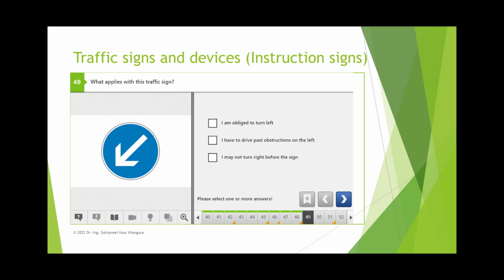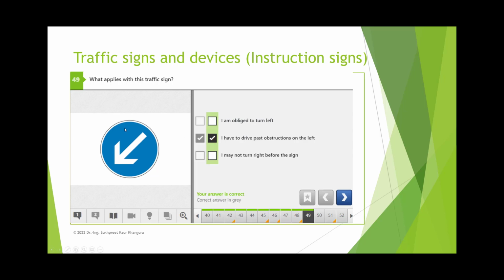I may not turn right before this sign. This is wrong. Let's check our answer. Whenever you see this arrow on the island, you have to pass that island on the left.